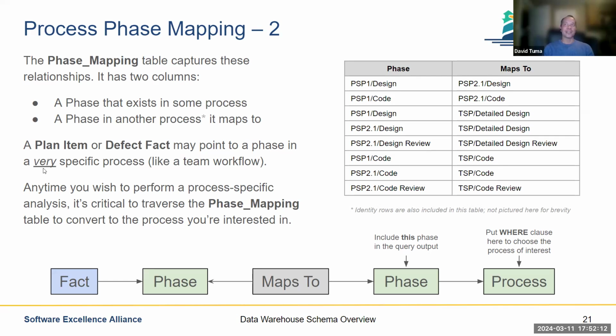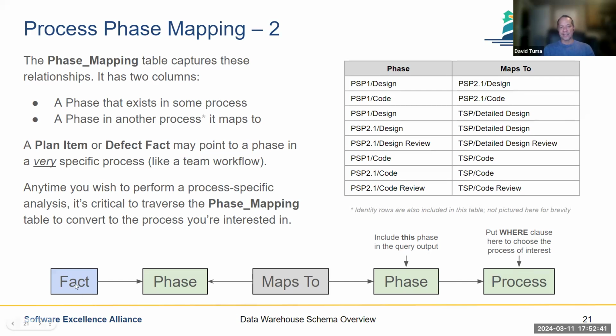But if we're doing an analysis of something else, like we're trying to roll it all up into TSP or into some higher level process, then it's important for us to pull this phase mapping to make sure that we're converting the data into the process that we're trying to analyze. So anytime we want to perform a process-specific analysis, it's critical to traverse the phase mapping table to convert to the process.